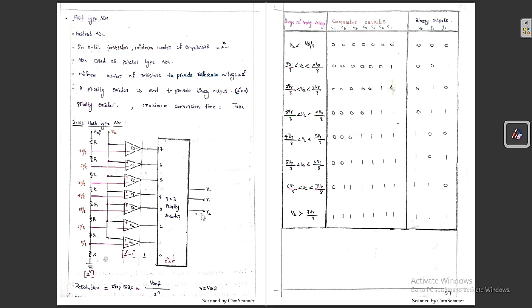But this is not an accurate method. You can see clearly, if VA is greater than 7Vref/8, even if it is very high, still you are going to get the same result. So this is not an accurate method, but you are going to get the result very fast.